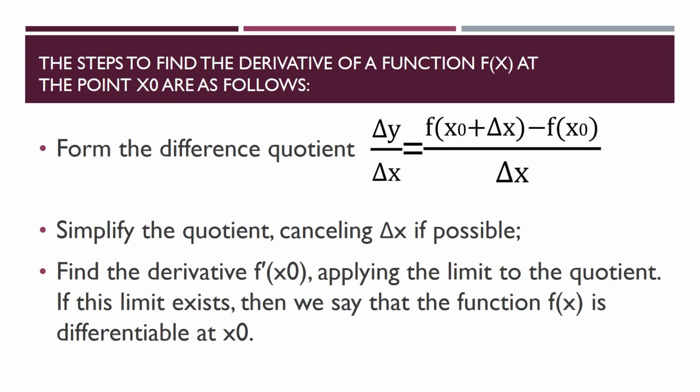Now, here are the steps to find the derivative of a function at any point. Let's say that point is x sub 0. Now we have to form this difference quotient. And if we try to simplify it, we need to cancel out the delta x, because if we try to substitute it directly, we will get an indeterminate answer. Now, here's what we will do. We are going to find the derivative f prime of x sub 0, and we're going to apply our limit laws. If this limit exists, we can say that this function is differentiable at x sub 0.